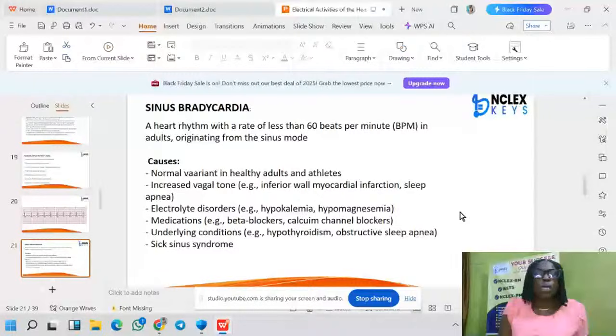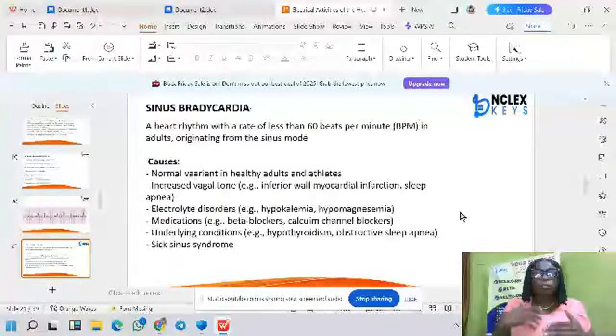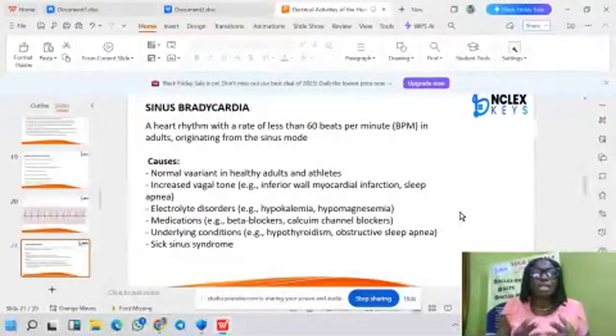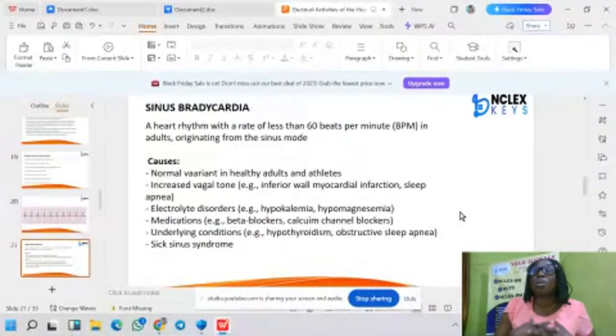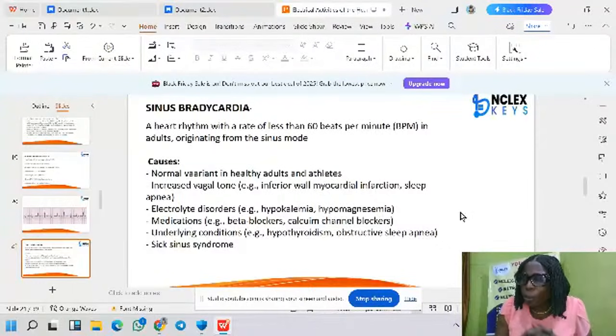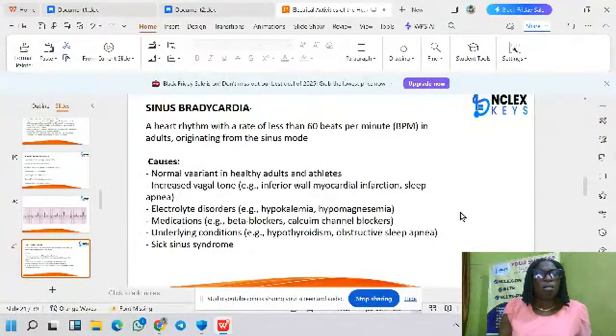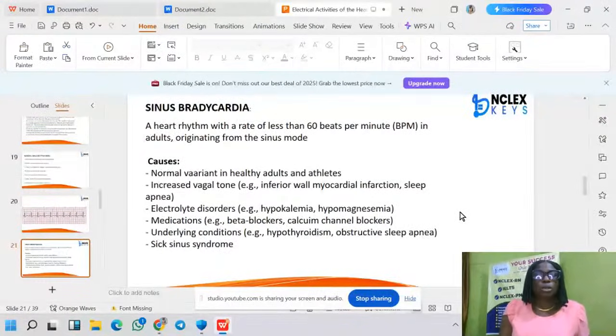Now, sometimes the vagus nerve, that's the 10th cranial nerve, is activated. You see the patient developing sinus bradycardia. Like maybe somebody has an inferior wall myocardial infarction, even vomiting, or straining from constipation. These are ways to activate the vagus nerve. All this will cause what? Reduced heart rate.